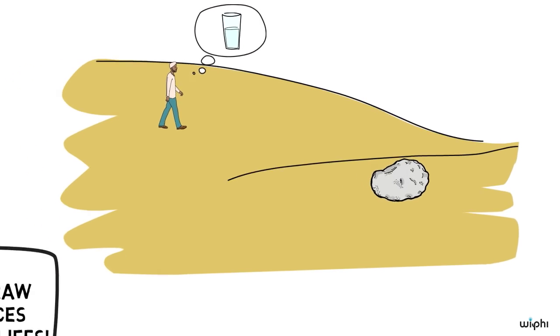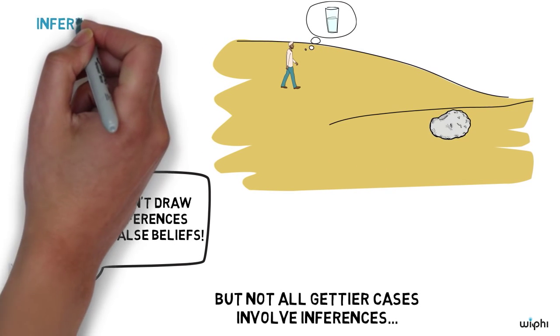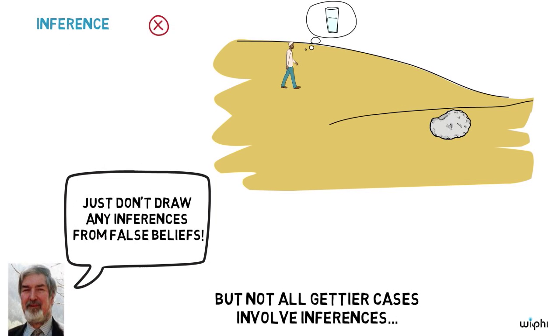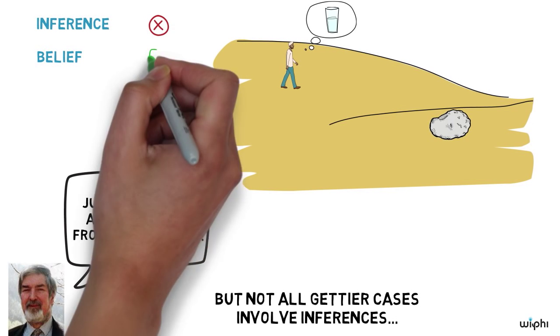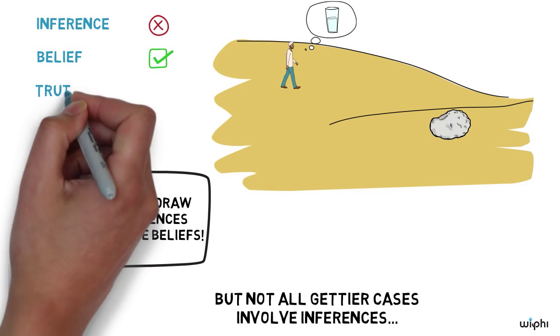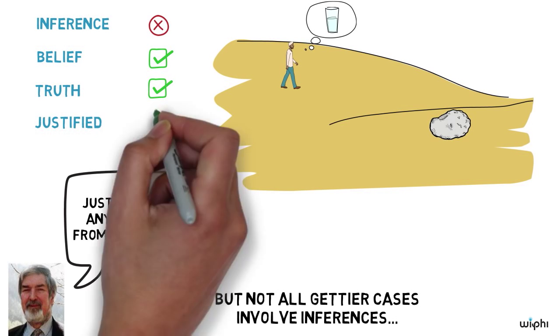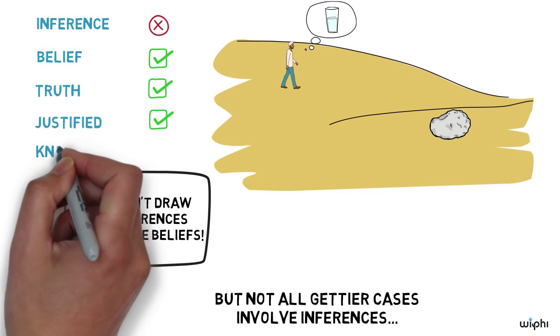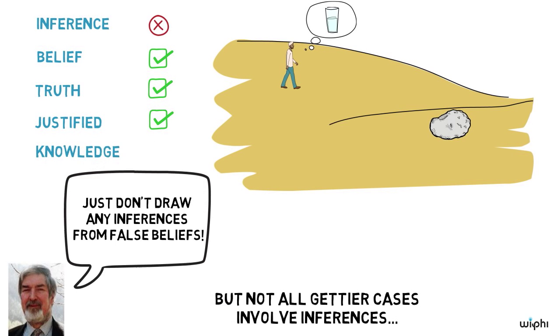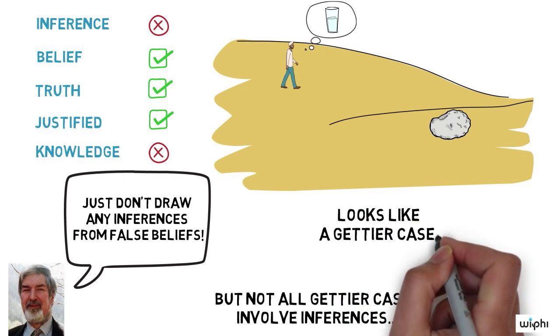The traveler never makes an inference from a false belief. He just immediately believes there is water in front of him on the basis of his visual experience. And that belief is true and in some sense justified. We'll say that his hallucination is totally realistic. But it seems wrong to say he knows that there is water in the valley as he stands there hallucinating.